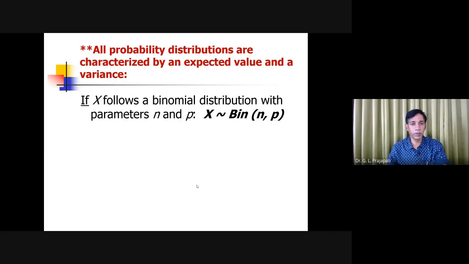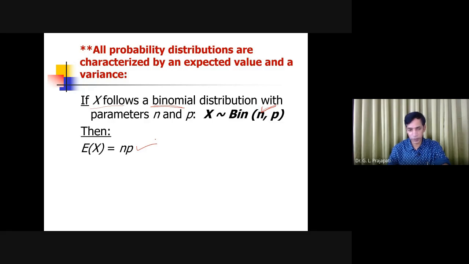So again, all probability distributions are characterized by expected values and a variance. So if X follows a binomial distribution, and you are given the number of trials and the probability of success, and somebody asks you what is the expected value, meaning what is the mean, then you just multiply the number of trials with the probability of success.